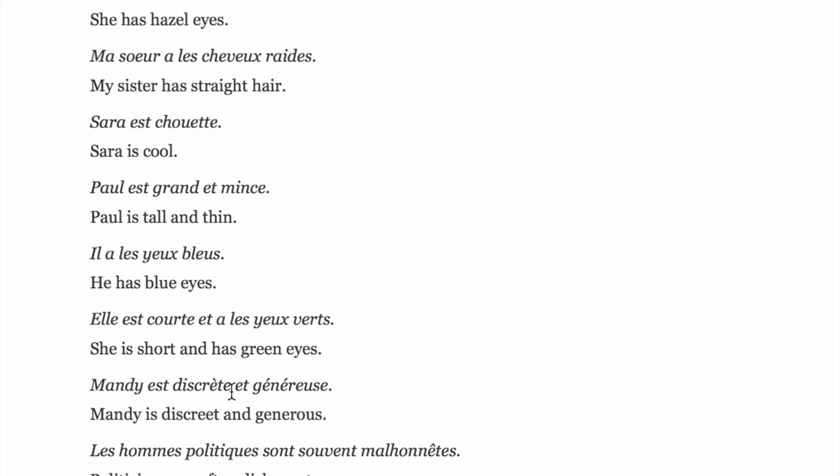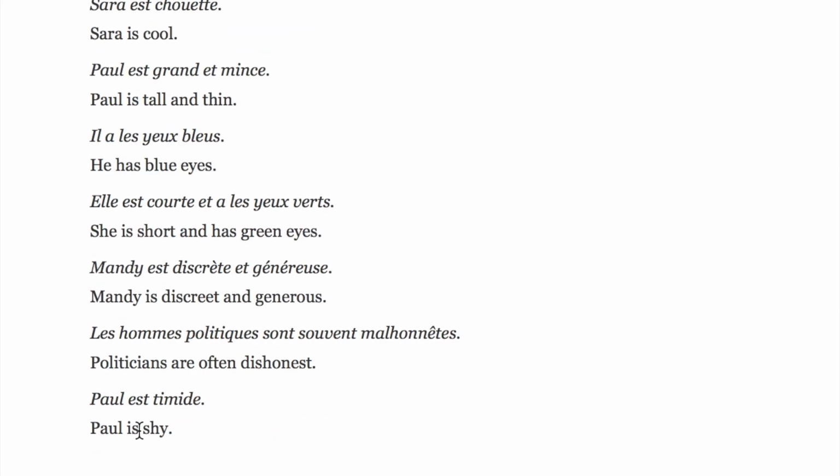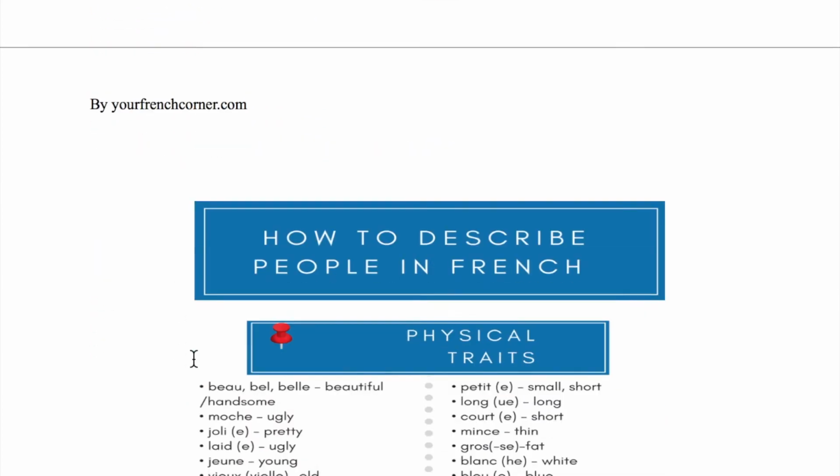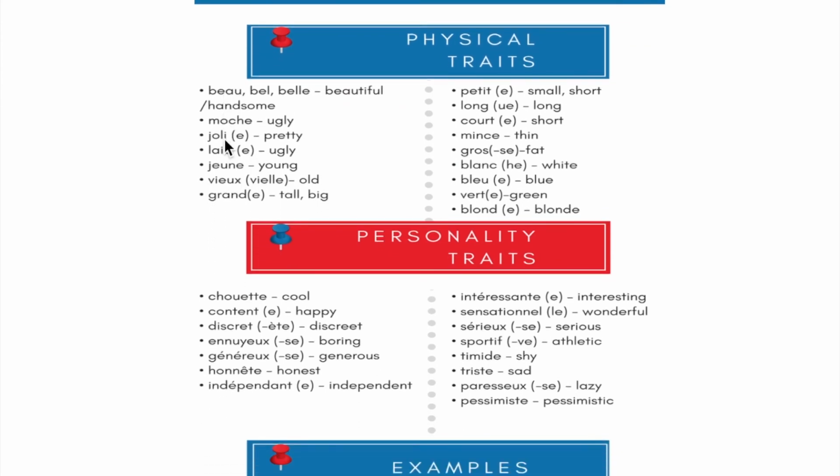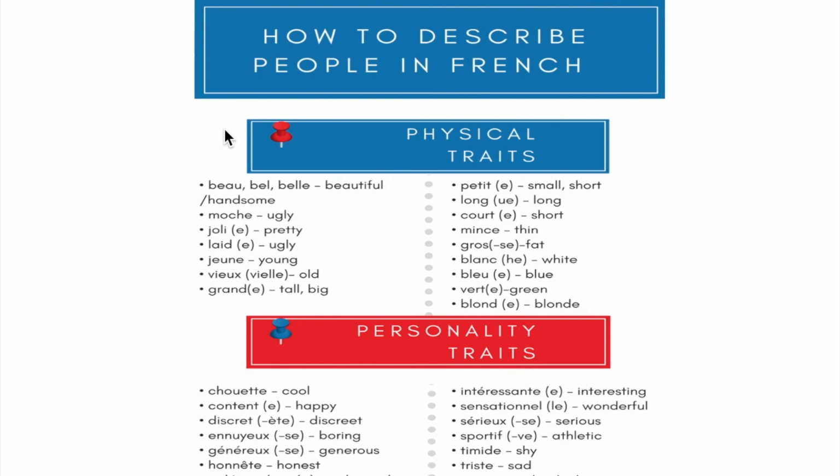Mandy est discrète et généreuse. Les hommes politiques sont souvent malhonnêtes. And lastly, Paul est timide. And here's a graphic to recap everything that we have seen before, or most of it.